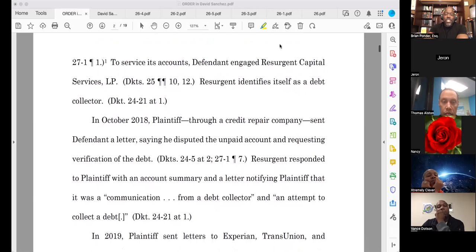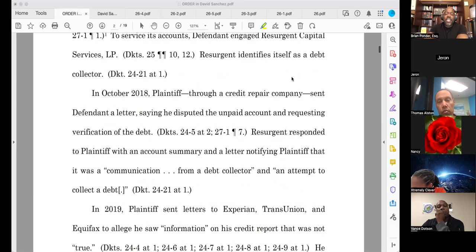The servicer accounts, you see they engage Resurgent. Remember I told you about that? Resurgent identifies itself as a debt collector. Now that's interesting. Anyway, I'm not going to get into that, but I guess if they identify as one, then they are one.